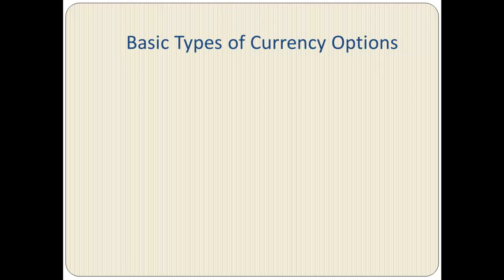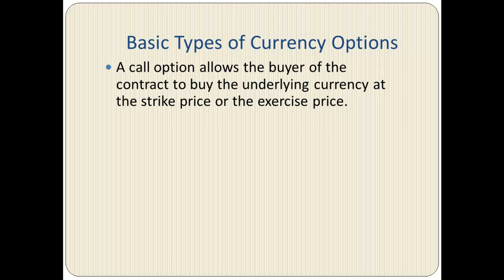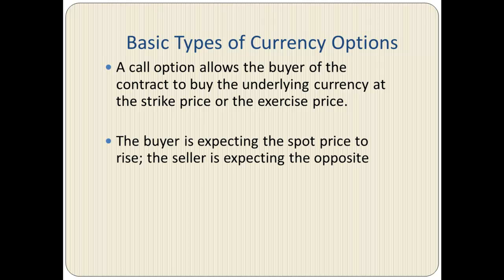Let's take a look at basic types of currency options. There are two basic types of currency options. A call option allows the buyer of the contract to buy the underlying currency at the strike price or the exercise price. The buyer of a call option is expecting the spot price to rise and the seller is expecting the spot price to fall. The buyer will exercise the call option when the spot price is above the strike price. That way, the buyer is able to buy the currency at a price that is lower than the market price.